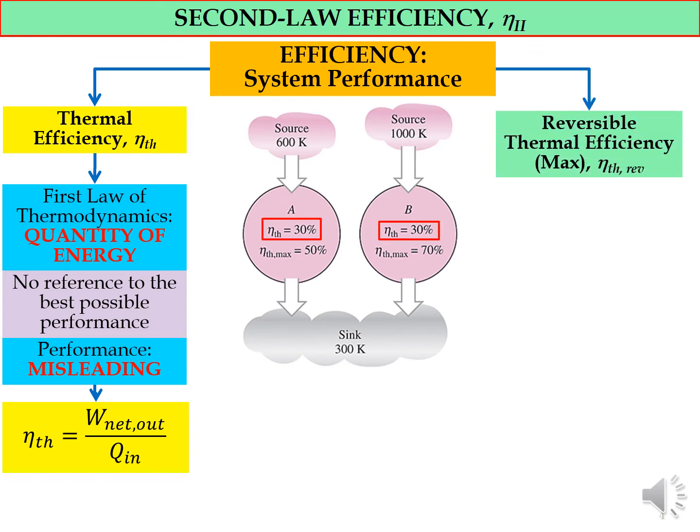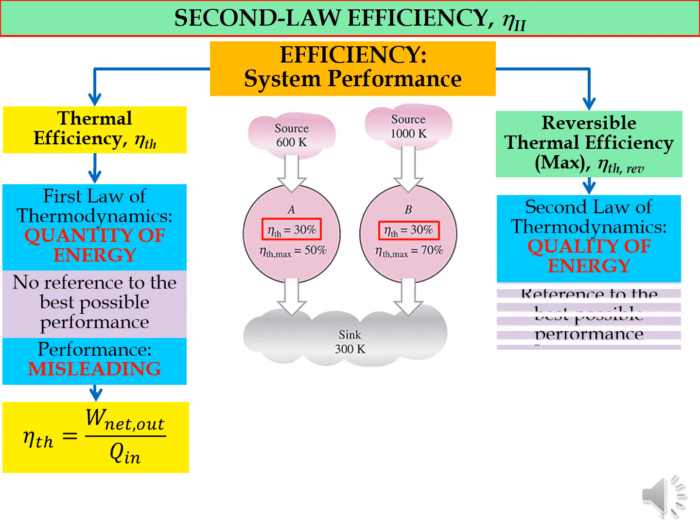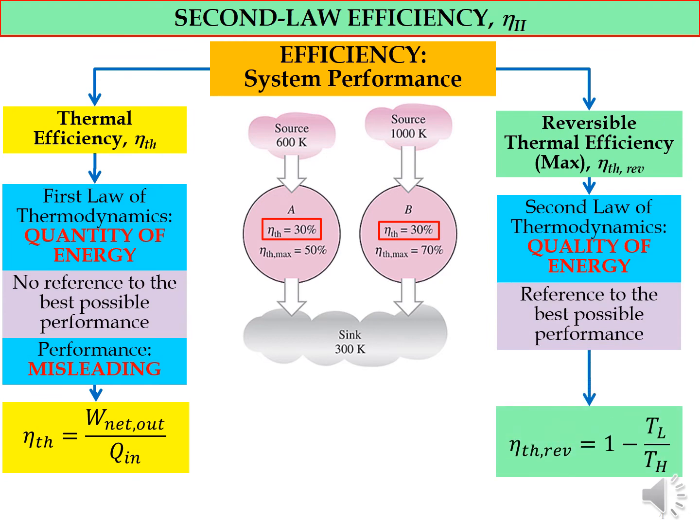Now we look into the reversible thermal efficiency, which is based on the second law of thermodynamics that looks into the quality of energy. This calculation has a reference to the best possible performance, and from this equation we can calculate the reversible thermal efficiency. System A has 50% reversible thermal efficiency, and system B has 70%. So from these two systems, which one has higher performance?